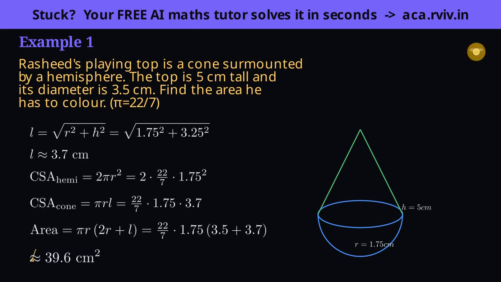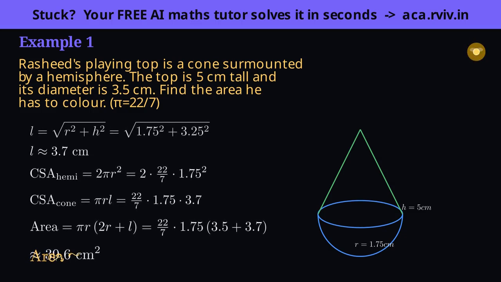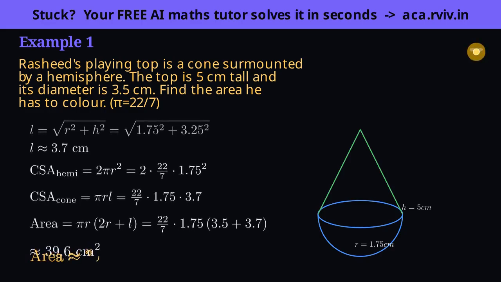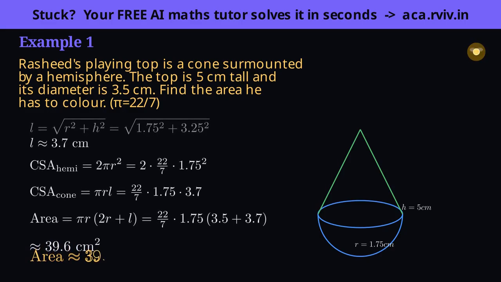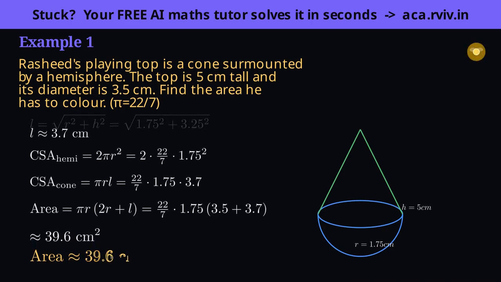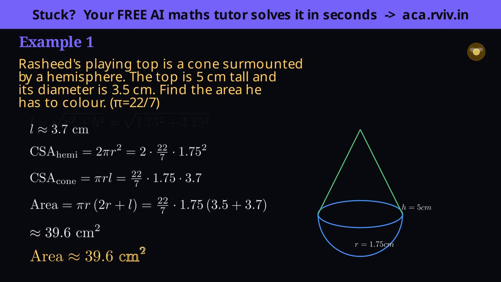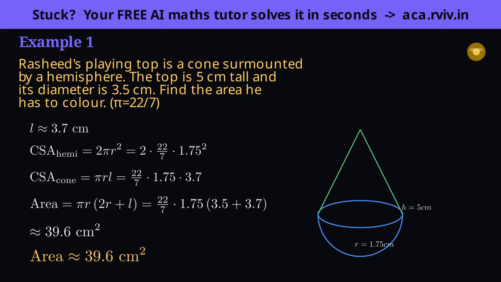So here's the takeaway to carry forward. For any combined solid we add only the exposed curved surfaces. That flat circle where the cone meets the hemisphere is trapped inside the join, so it is never painted and never counted. Whenever you meet a combination, pause and ask, which faces are actually on the outside?